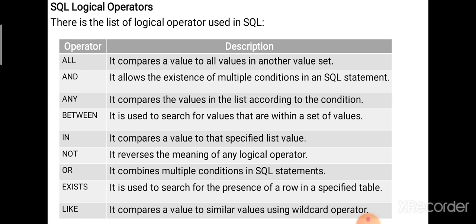Next operator is NOT. It reverses the meaning of any logical operator, like the normal logical operator. Okay, next one, OR. It combines multiple conditions in SQL statements. Okay, OR also performs a normal logical operator's action. Next one, EXISTS. Okay, it is used to search for the presence of a row in a specified table. Whether it exists or not will be verified using the EXISTS operator. Okay, next one, LIKE. It compares a value to similar values using wildcard operators.